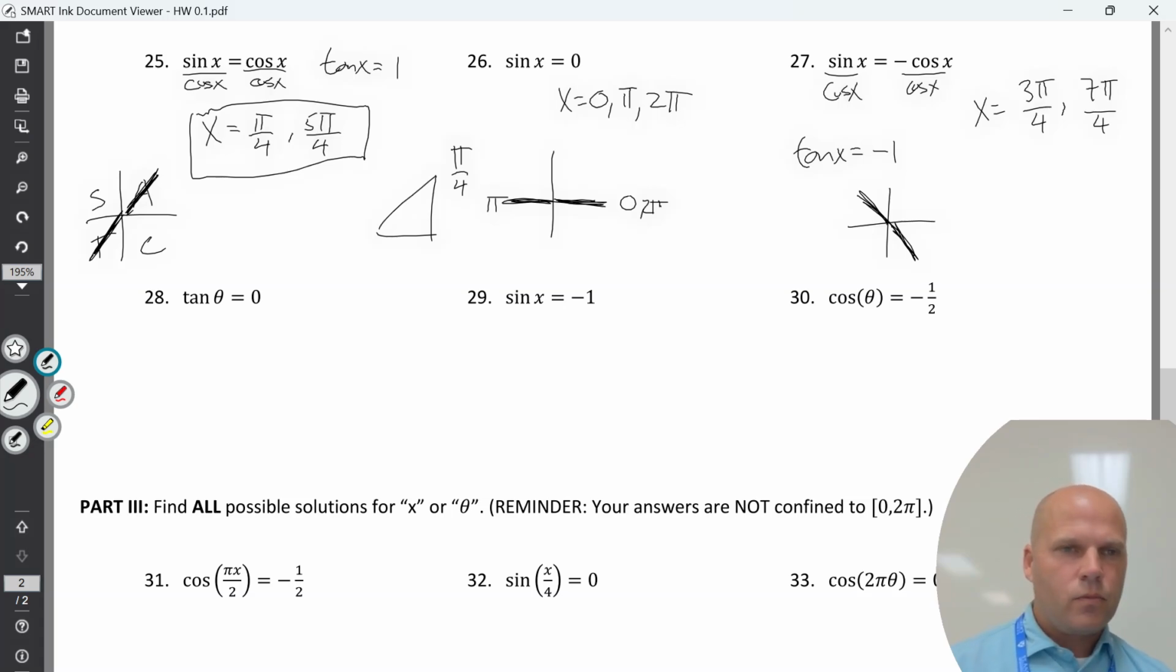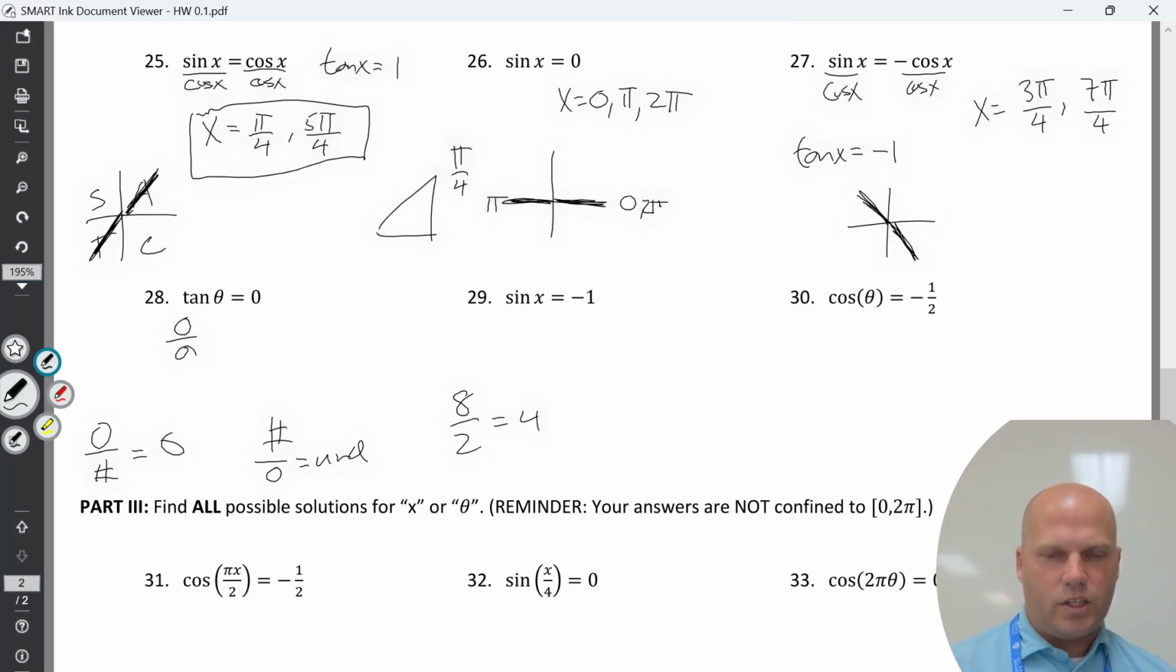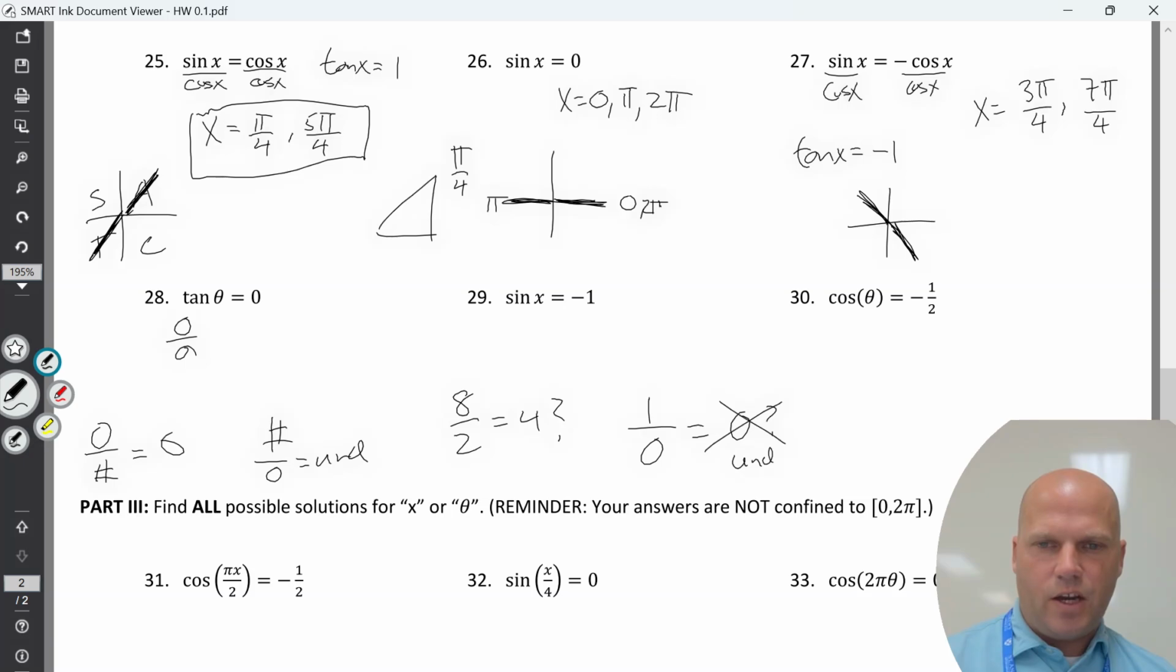They are different angles. When is tangent 0? When is it opposite over adjacent 0? So just remember that 0 over a number is 0. Remember, a number over 0 is undefined. How do we know that? Think about 8 divided by 2 equaling 4, is what I tell all of my geometry students. 2 times 4 is 8. Well, let's think about 1 over 0. Does this equal 0? Think about rewriting this as multiplication. Does 0 times 0 equal 1? No. So this is why that's not true, and this is undefined.